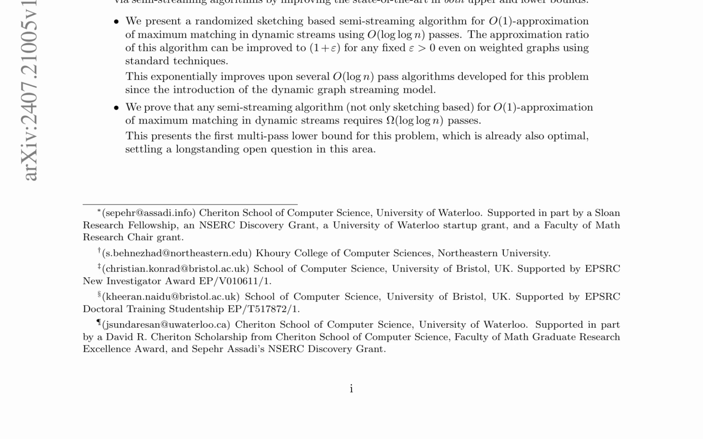The paper concludes by discussing the implications of these results and potential future directions for research in this area. Overall, this paper provides significant insights into the pass complexity of approximate matchings in dynamic graph streams, advancing our understanding of streaming algorithms and their applications.